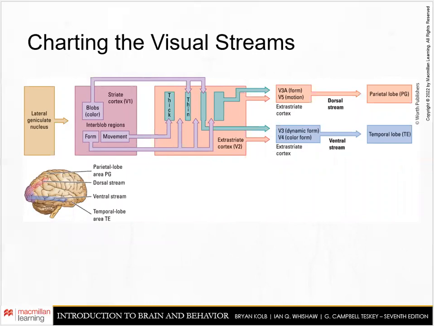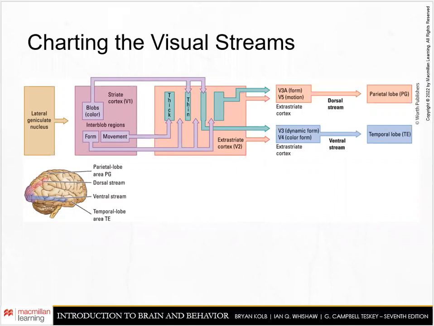Here's another nice chart of the visual streams. Remember I talked about the dorsal stream and the ventral stream. The dorsal stream is the one that controls visual action. It goes along the top and begins in region V1, flows through V2 to the other occipital areas, and then finally to the parietal cortex, ending in area PG. The ventral stream, which controls object recognition, goes along the bottom here, begins in region V1, flows through V2 to the other occipital regions, and finally to the temporal cortex, ending in area TE.